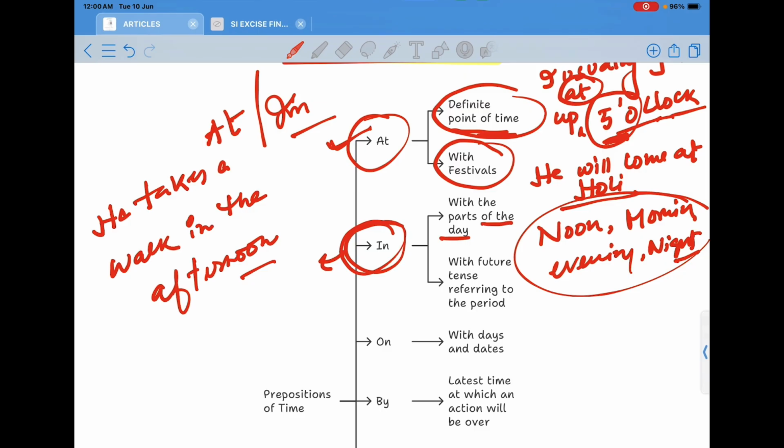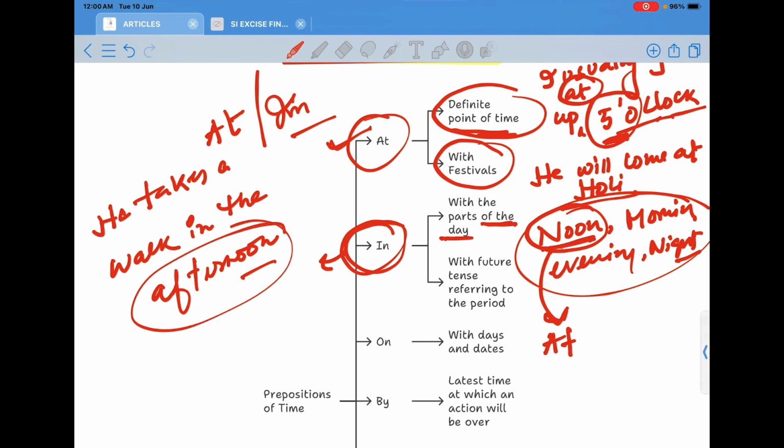So here you are using in. So in is used with the parts of the day. Here there is an exception. You should definitely remember this because this is very important. Before using noon, at is used. Only noon, but not afternoon. See here, before afternoon I have used in. But when you will be talking about noon, at is used. So this is an exception you should remember.